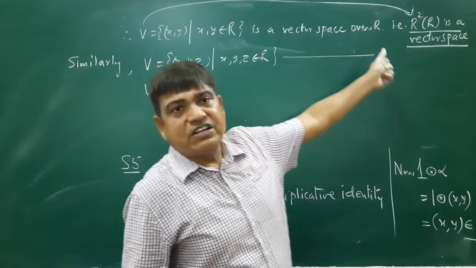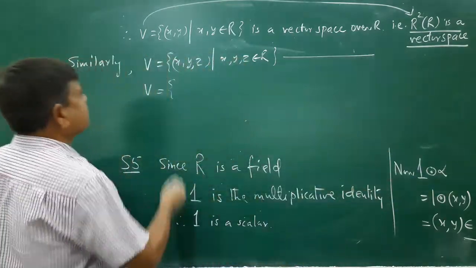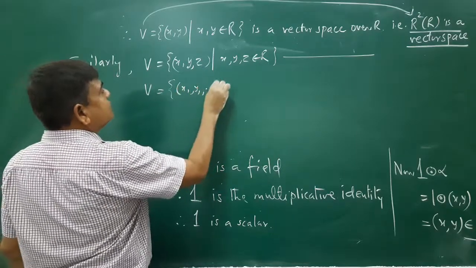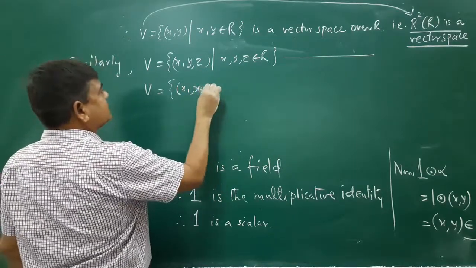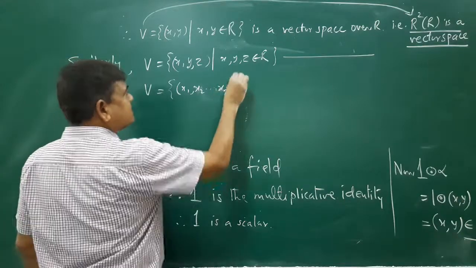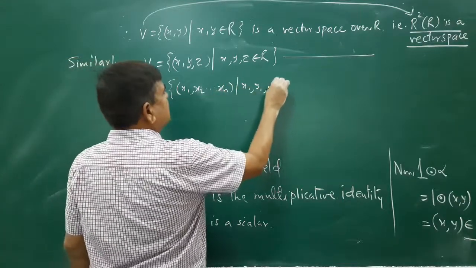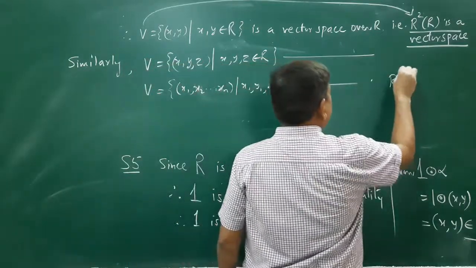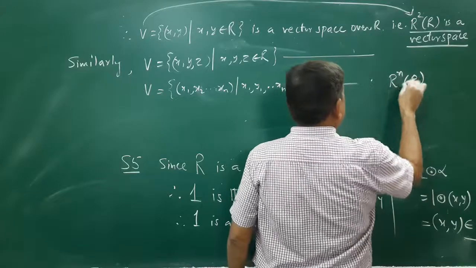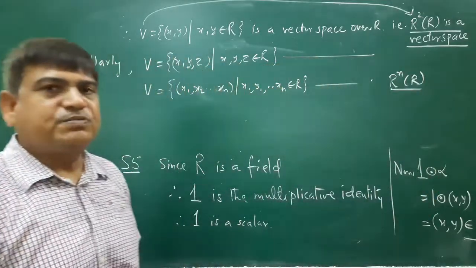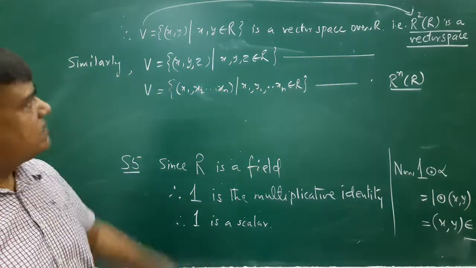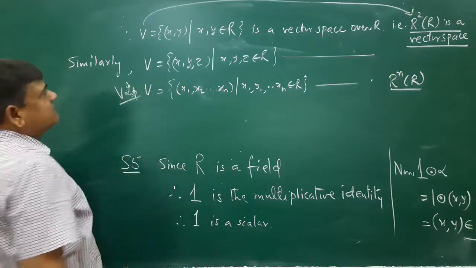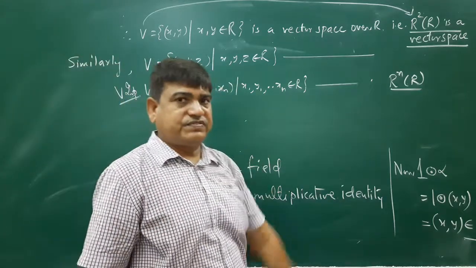Similarly, it will be R cubed over R for this. Then this here is (x1, y1, ..., xn), where x1, y1, xn belong to R. That means this is a vector space. Simplify like this. Very important example. These are the particular cases. This is the general case.